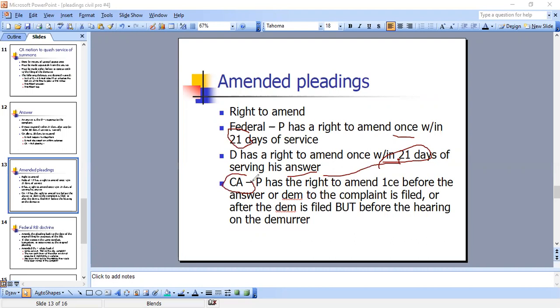California, the plaintiff has the right to amend once before the answer or demurrer to the complaint is filed, or after the demurrer is filed, but before the hearing on the demurrer. Okay, that's California.